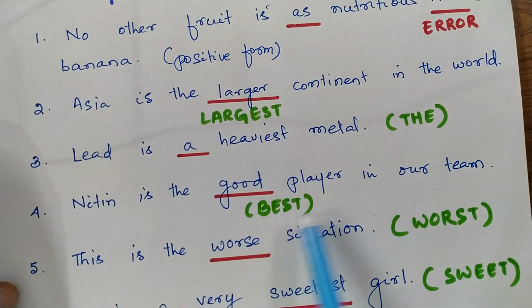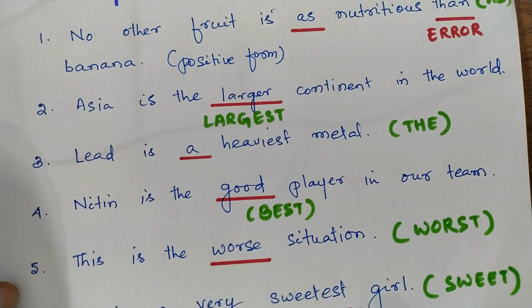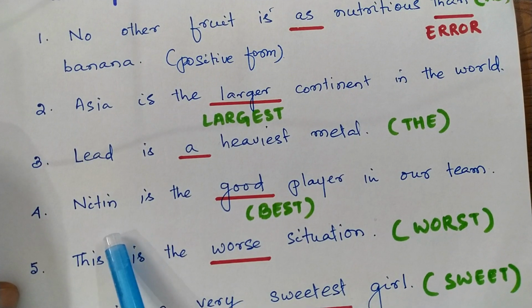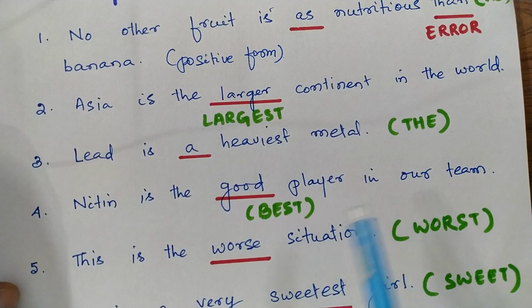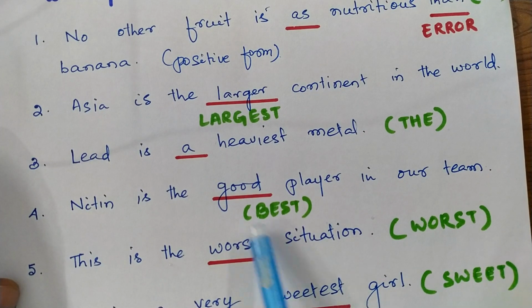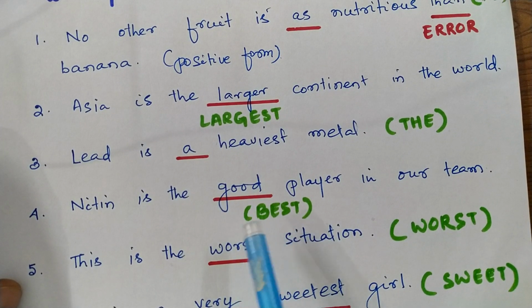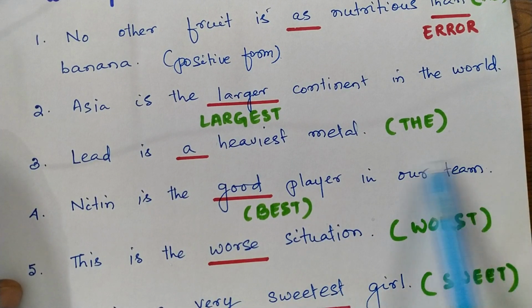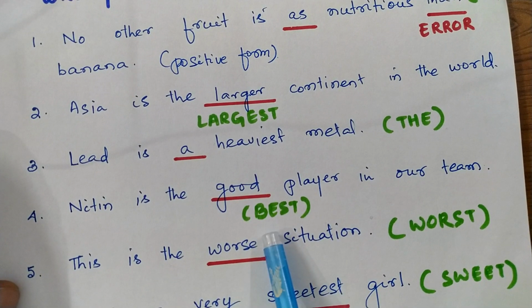Nitin is the best player in our team because the team has got many players. Nitin is one of the players who is being compared to all the other players. So, good, better, best. Therefore, had we compared Nitin to any other one player, then we would have written better. But over here, we will write is the best player in the team because he is the best player among all the other players in the team. So, good is the error and best is the right word.